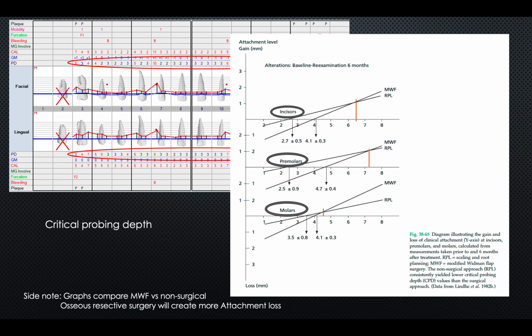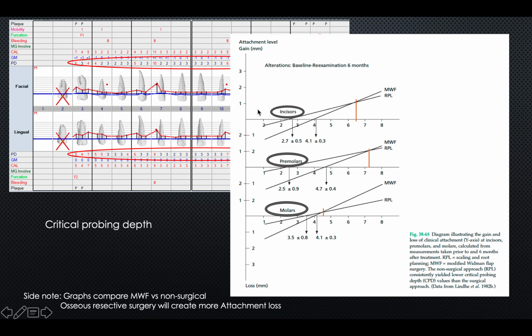Now I want you to look at this. This is a very, very interesting concept that I want you to watch maybe 2-3 times, this short video, so this one stays in your memory. So we talked about the modified Widman flap and scaling and root planing separately. Now you look at the same graph and you see there is a specific spot or probing depth at which the modified Widman flap will result in more gain of clinical attachment than scaling and root planing. This is the critical point.